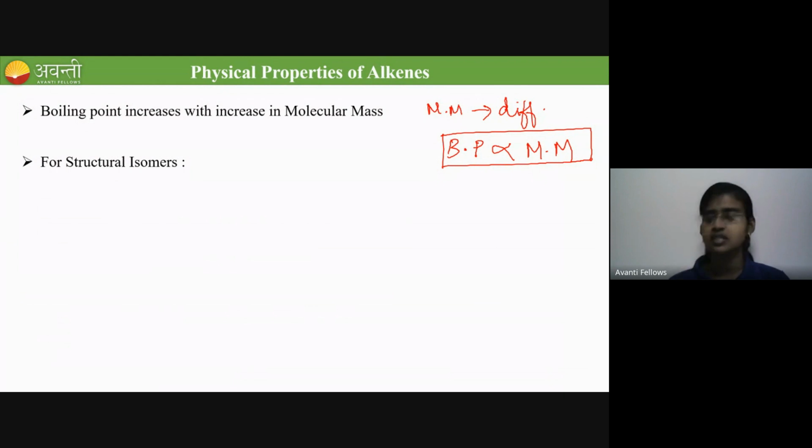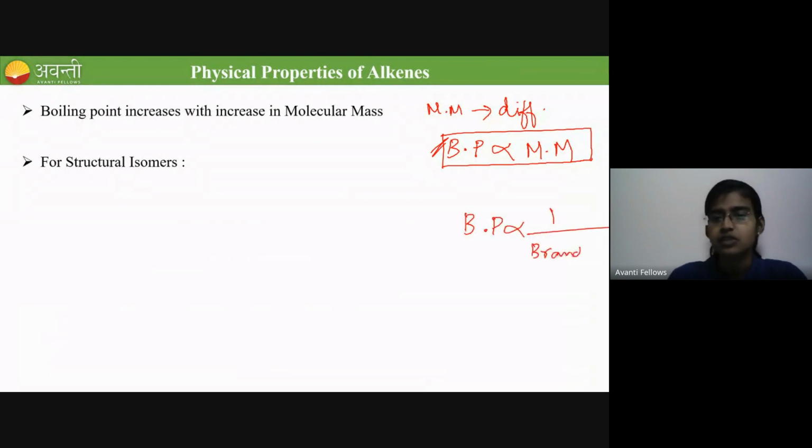So for this type of compounds in which the molecular formula is going to be the same, we cannot use the first relation, right? Because if the molecular formula is same, molecular mass will be same. So in that case, you cannot use this first relation. In that case, you have to go with one more relation. That is, boiling point is inversely proportional to branching.